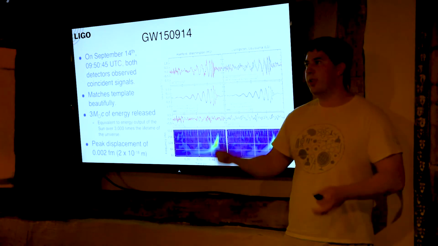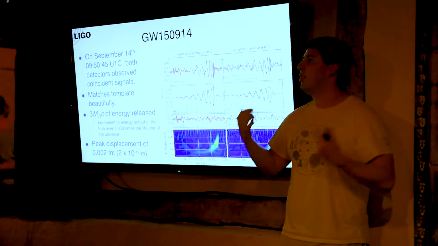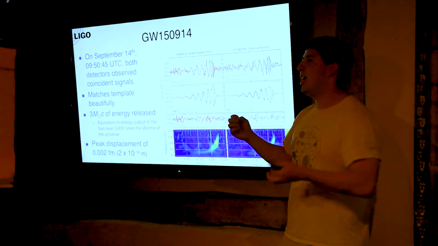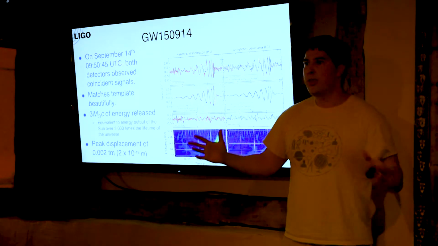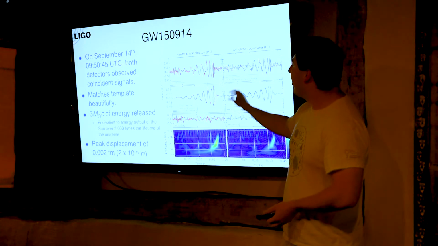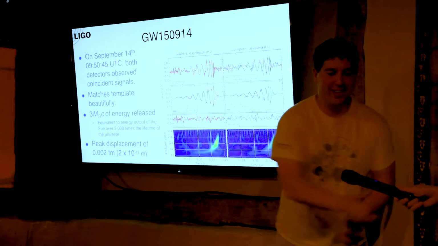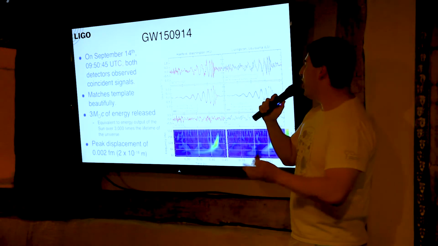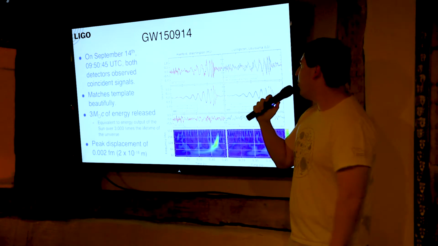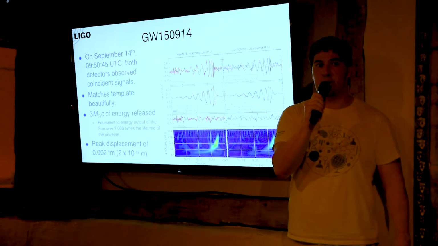The energy that was released when these two black holes collided was equal to taking 3 suns and converting it to just pure energy. So that's like saying that the energy produced by this event is equivalent to the energy output of the sun over 3,000 times the lifetime of the universe.